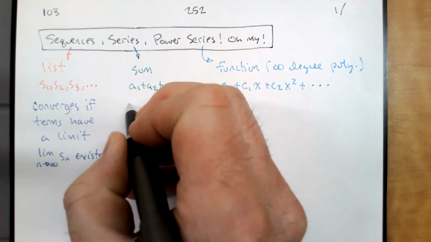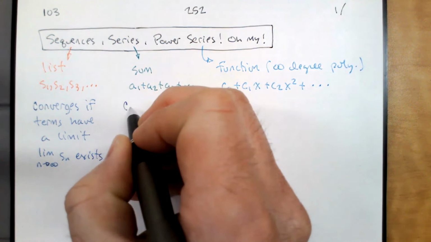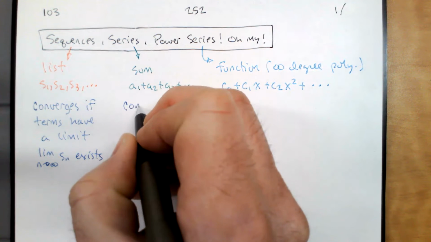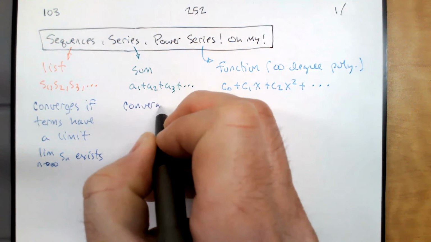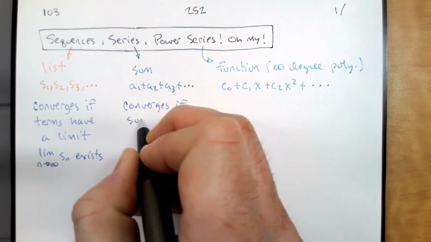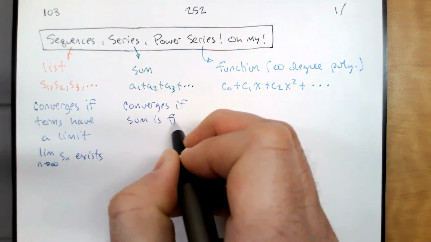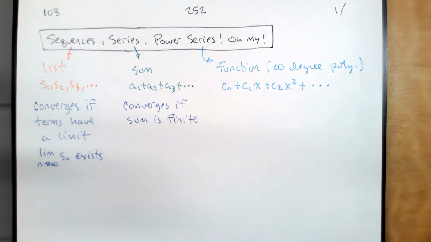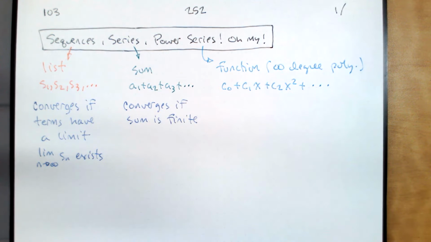A series or sum converges if the sum is finite. In the context of a series, we say a series converges if the sum is finite.